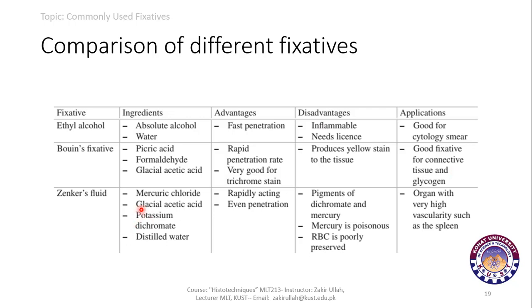And Zenker's fluid is a strong, rapidly acting fixative, and it has good penetration. The disadvantage is that dichromate and mercury pigments are produced, and mercury is poisonous and RBCs are poorly preserved. But the application is for organs with high vascularity such as the spleen. For that purpose, Zenker's fluid is used.